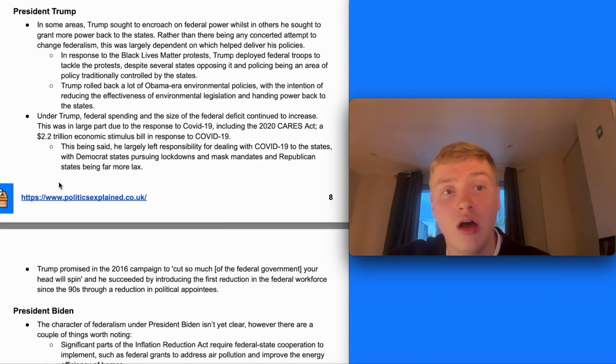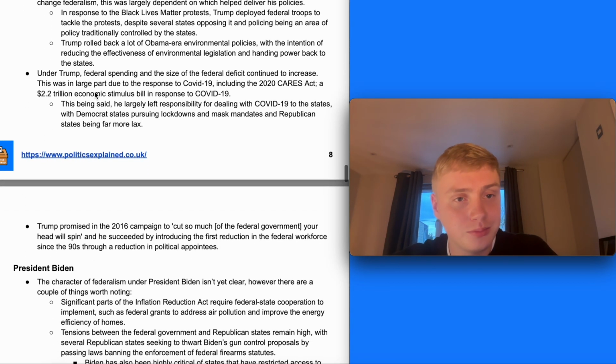So in response to Black Lives Matter protests, Trump deployed federal troops to tackle the protests, despite several states opposing it, and policing being an area of policy traditionally controlled by the states. Then Trump rolled back a lot of Obama-era environmental policies with the intention of reducing the effectiveness of environmental legislation and handing power over these policies back to the states.